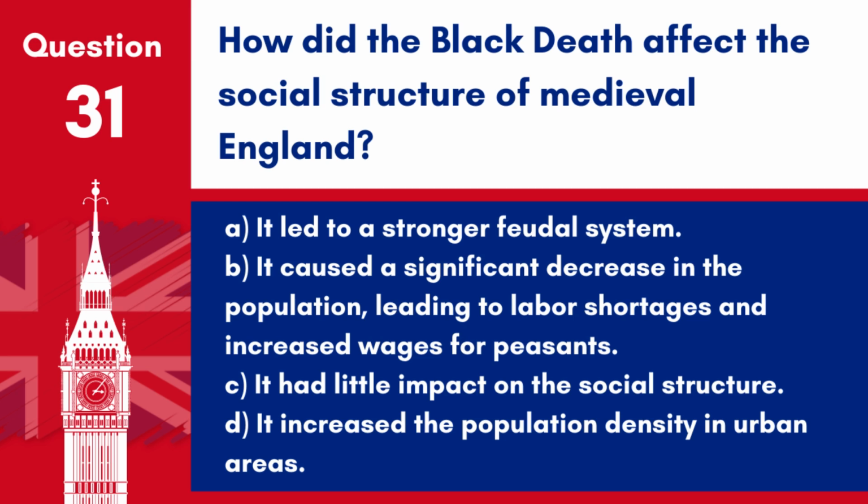Question 31. How did the Black Death affect the social structure of medieval England? A. It led to a stronger feudal system. B. It caused a significant decrease in the population, leading to labour shortages and increased wages for peasants. C. It had little impact on the social structure. D. It increased the population density in urban areas.